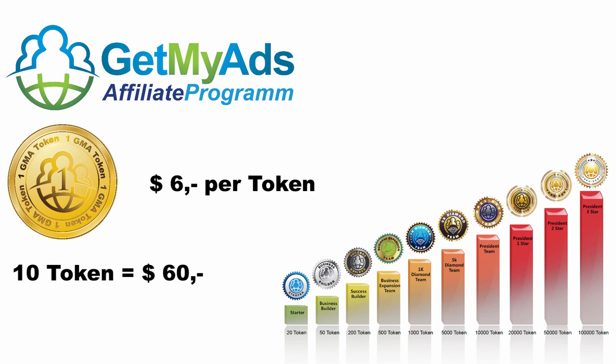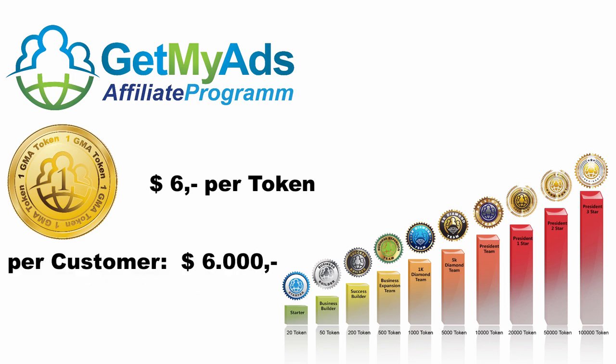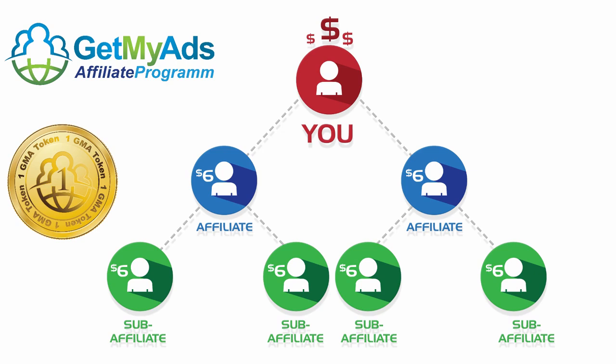You can promote as many customers as you like. There's no limit, and you'll earn up to $6,000 per customer, as each person can buy a maximum of 1,000 tokens. However, after 600 days, when the tokens expire, he will buy new tokens, and you will earn those $6,000 again. You get the idea? Your direct customers can now do the same thing as you do, and also bring their own customers to Get My Ads. You'll get a sub-affiliate commission of $6 per token as well for this.